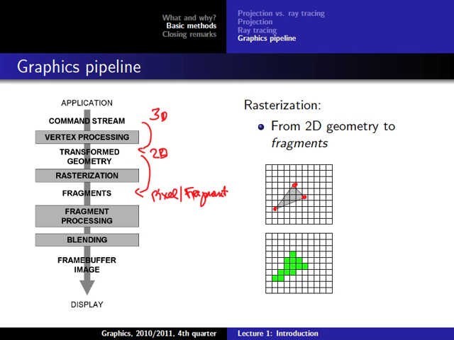Or if we, for example, have a transparent triangle first and another one here, then both of them have a fragment, which basically is how the pixel would look if I looked directly at this triangle. But if the first one is transparent, then of course the color that you give the pixel depends on both of them, so you have to combine or blend them, and this is the next step, the fragment processing and the blending.